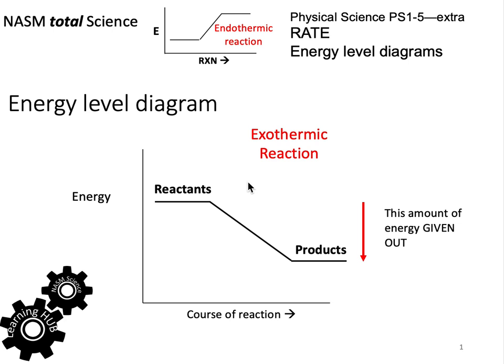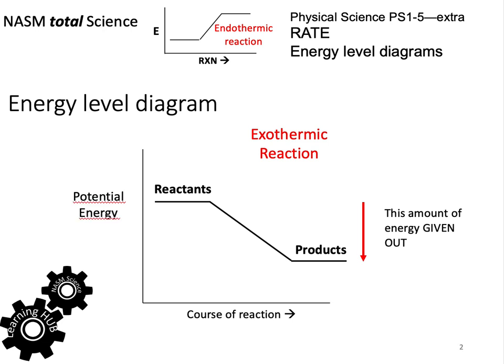So we're going to look at energy level diagrams. It's a different way of looking at how a reaction proceeds. On the vertical axis, you've got the energy, which is the potential energy of the chemicals that are present, and the energy change that takes place when reactants turn into products. On the horizontal axis, you've got a qualitative course of a reaction, not specific time intervals.